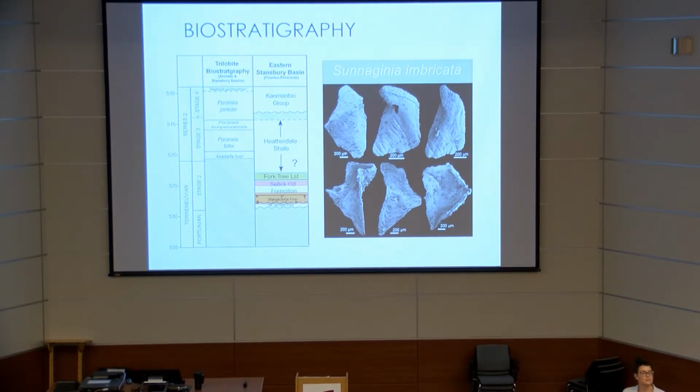It's a globally distributed tomotid. The upper range of Sonogynia imbricata overlaps with Colporina, so that's our first zone from the Arrowie basin. So we can tie in these levels really well to those three zones we identified in the Arrowie.